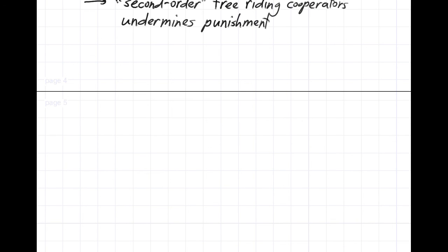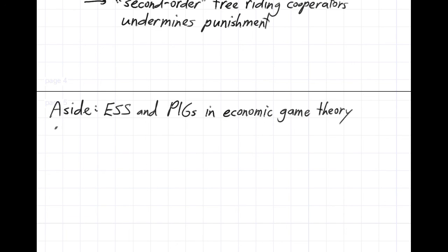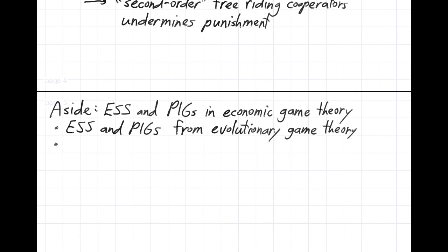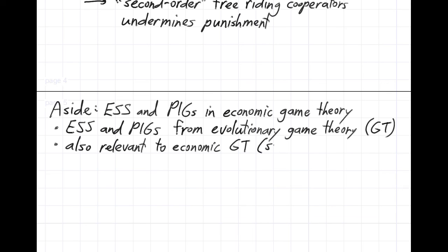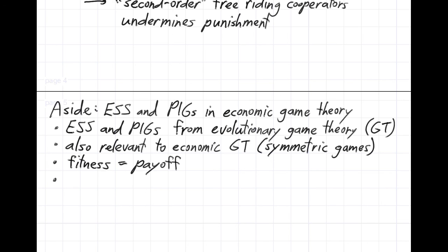So the last thing I want to mention is the relevance of ESSs and maybe these pairwise invasion graphs in economic game theory. So we developed these concepts, the ESS and this graphing technique, PIGs, from evolutionary game theory. But I want to show that they're also relevant to economic game theory, at least in the case where you have symmetric games. When we first developed evolutionary game theory, we made the connection between fitness and payoff, and we said that fitness was basically the payoff. Now we can reverse that and recognize that where we're using fitnesses, we could just as well be talking about payoffs.